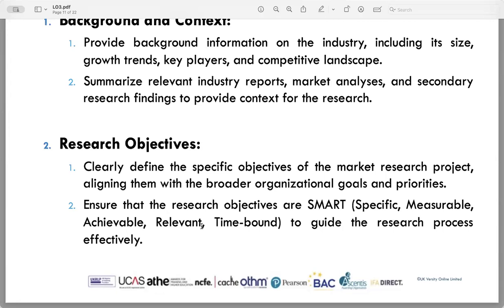Developing a well-structured market research plan helps ensure that research is conducted systematically and that the findings are relevant and actionable. It provides a framework for organizing and analyzing data and communicating the results to stakeholders effectively. Any questions so far?